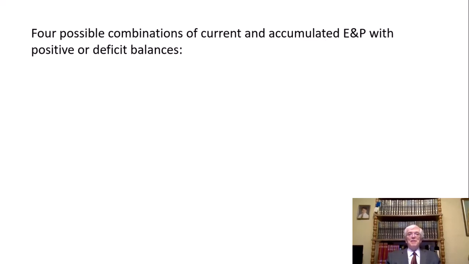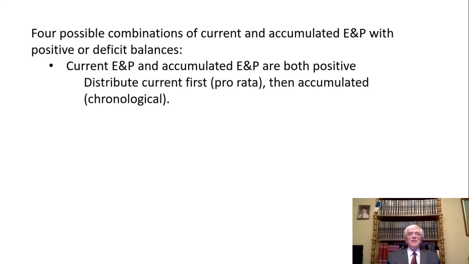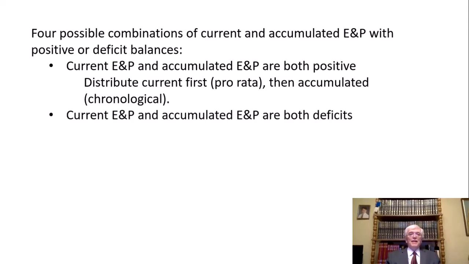There are four possible combinations of current and accumulated E&P when you have positive or deficit balances in them. So let's just summarize what we know so far. Current E&P, accumulated E&P, both positive. We just did that. Distribute current first, pro rata, then accumulated chronologically. Current E&P and accumulated E&P are both deficits. We didn't do an example there because there's really not much to do. No distributions are taxable.